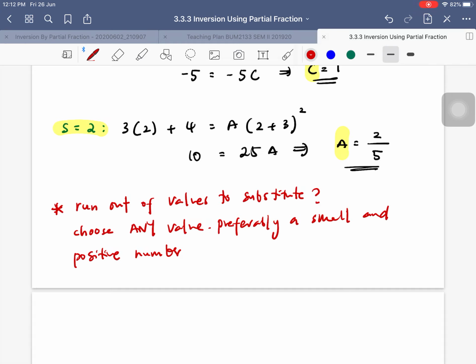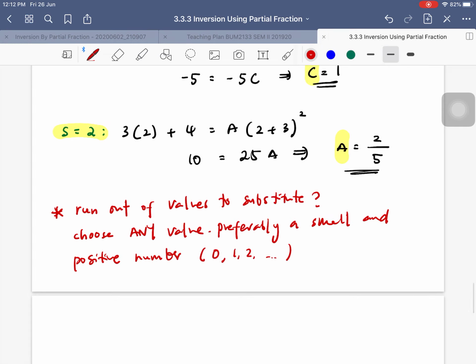So what do I mean by small positive number? For me, my number one preference would be 0. 0 is very easy to just substitute. Anything added or minus by 0 is going to be the value itself, right? So you're going to choose a value of 0, 1, 2, 3, and so on. So pick a very small and positive number.